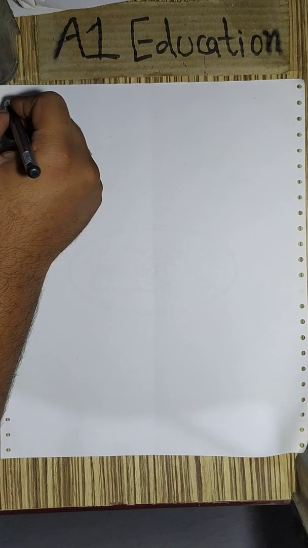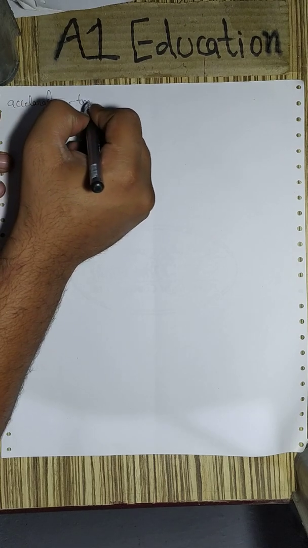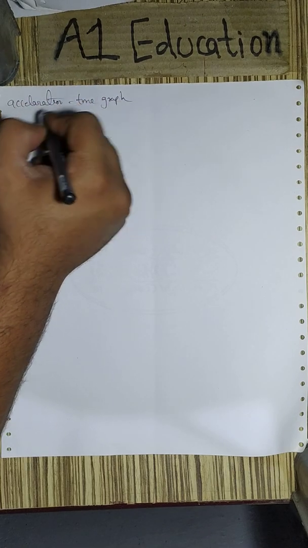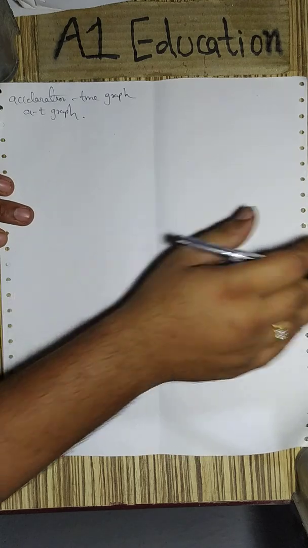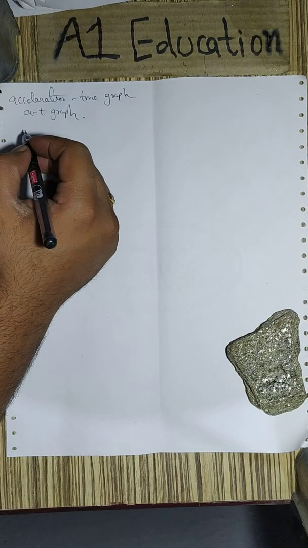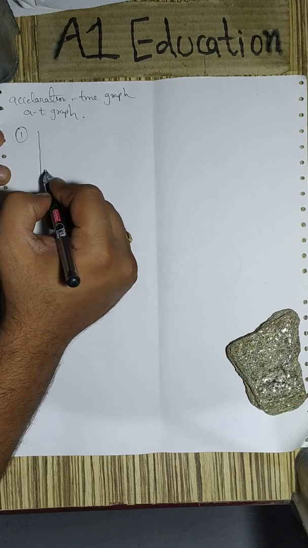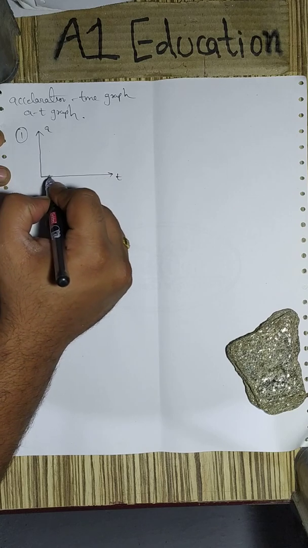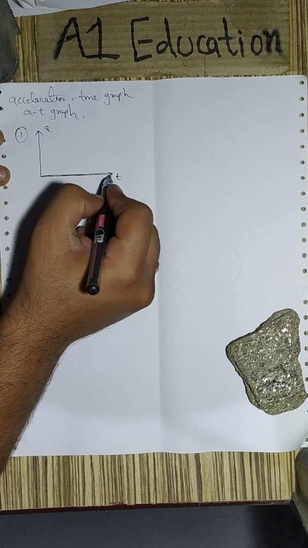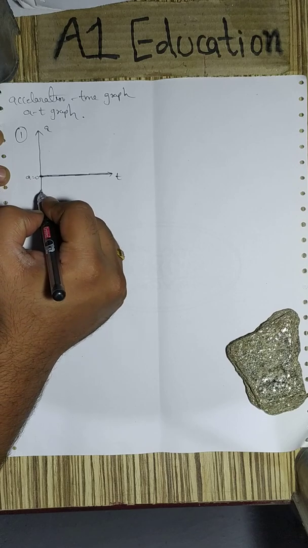Next we move on to acceleration time graph, which can also be called an AT graph. So if we start with the first type of the graph that I would like to discuss in acceleration time graph, it is this, right? The graph is exactly overlapping the time axis, that means acceleration is 0.